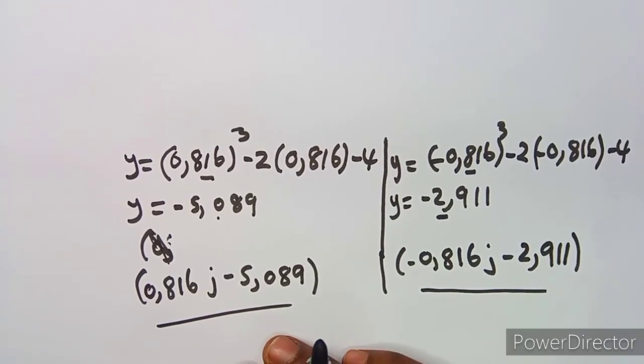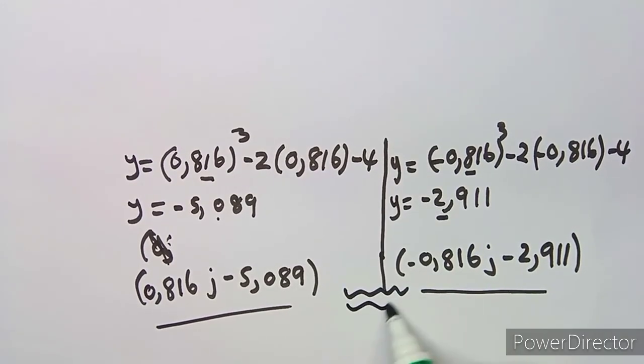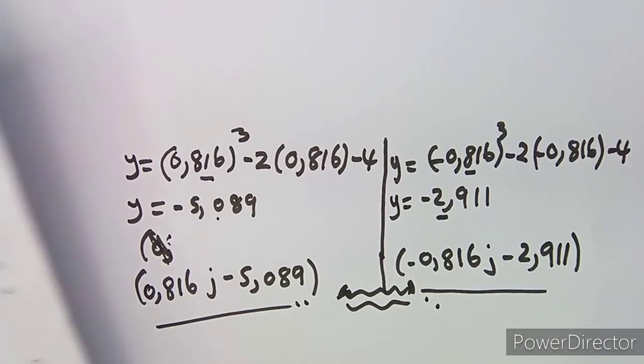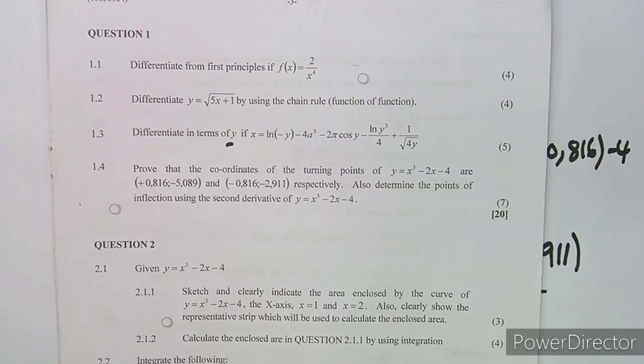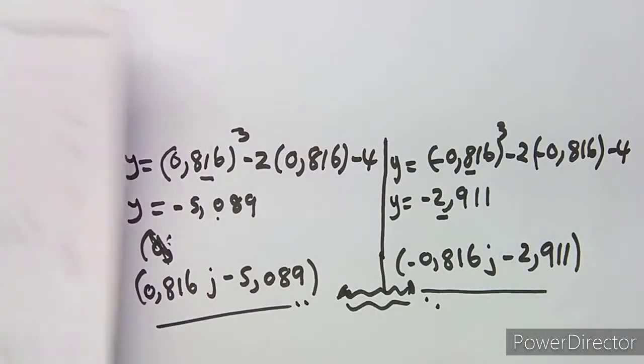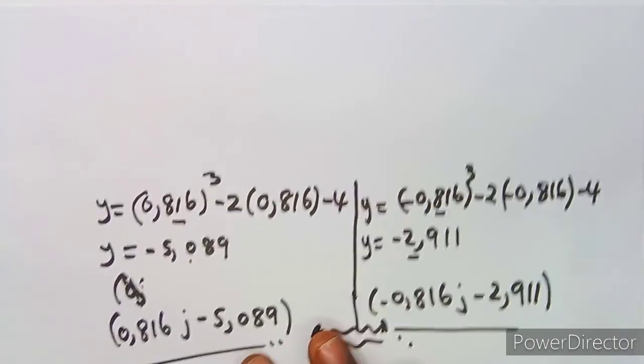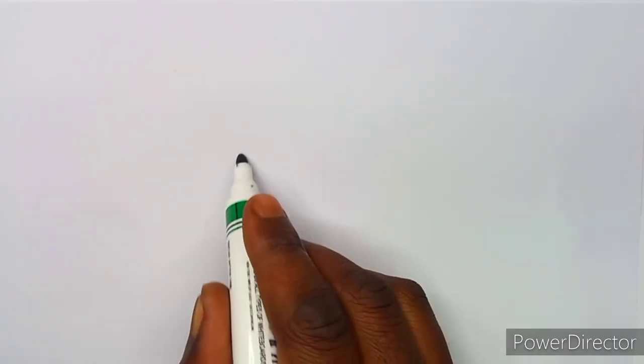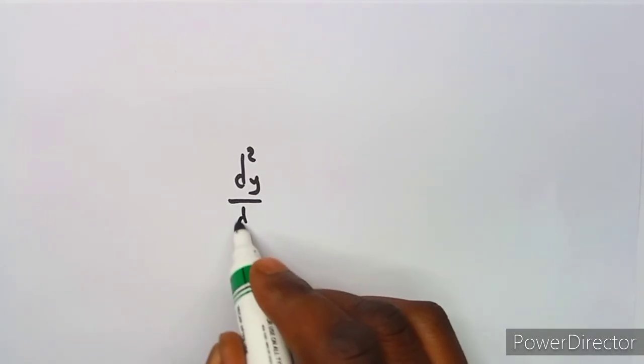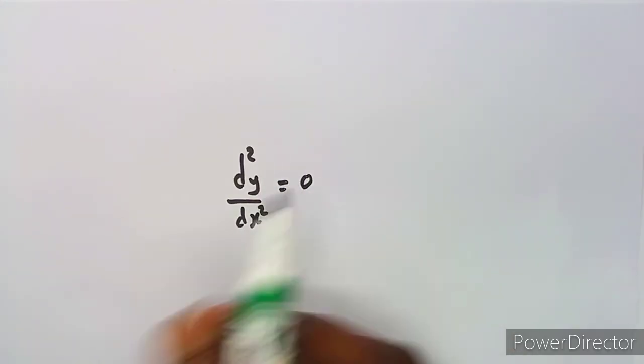So sometimes they can even ask you to distinguish between these, that is, to determine the nature of the turning point, whether it's a maximum or a minimum turning point. Okay, we shall see that type of question so that we can actually work on it. But the other question here was asking us to determine the points of inflection using the second derivative. We know that to determine the point of inflection, the second derivative is supposed to be equal to 0.